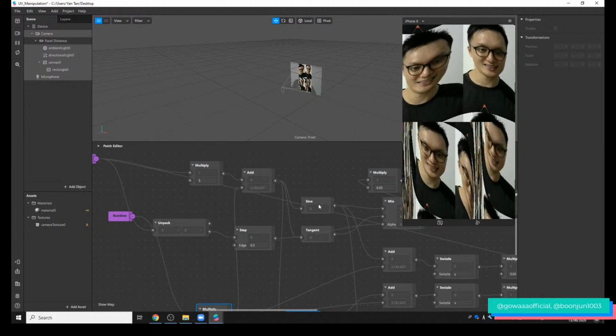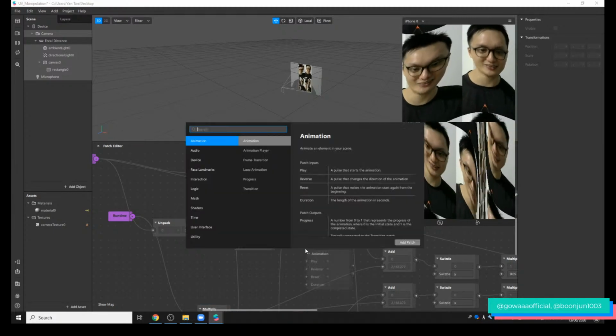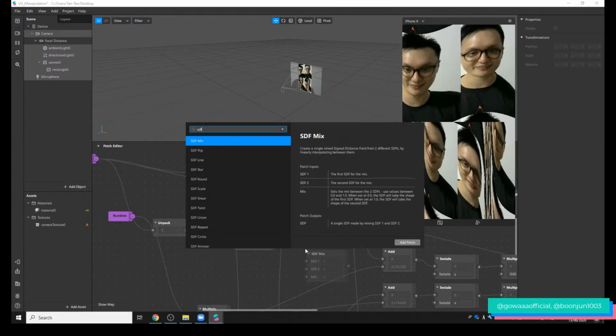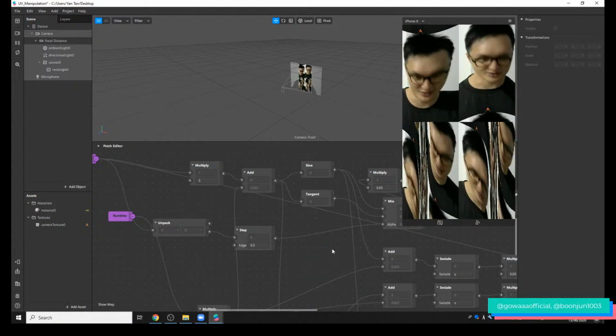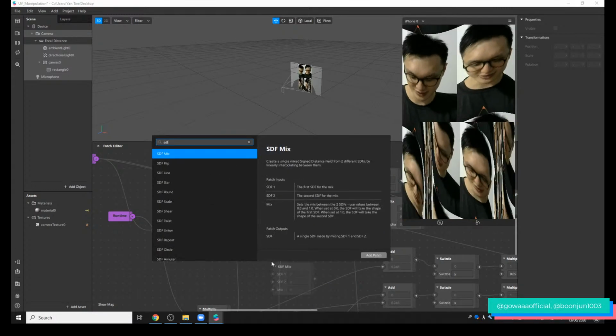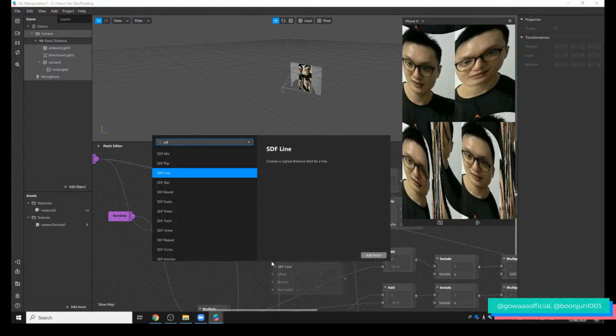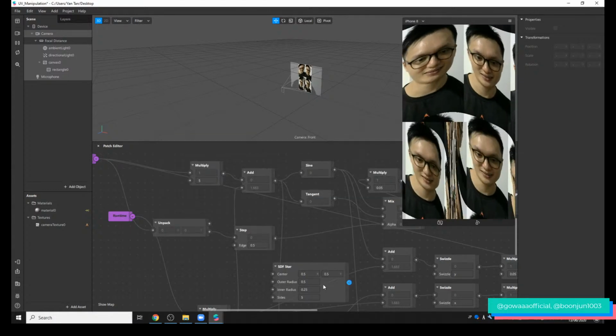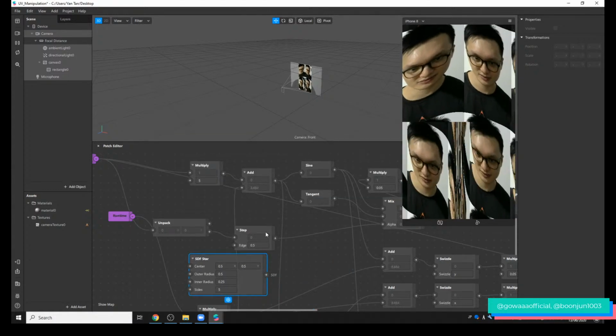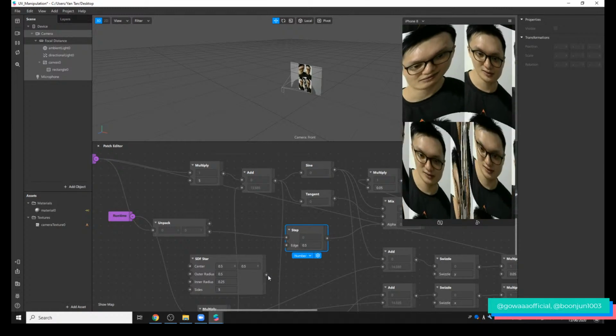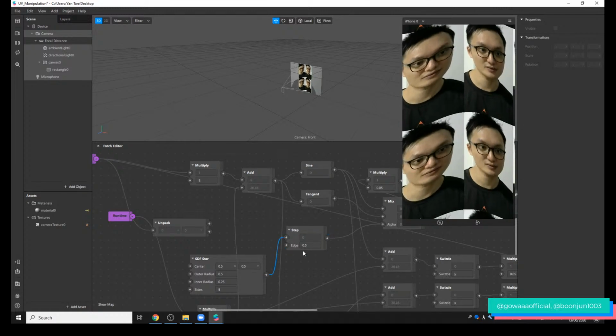And since we are using mix, you can also use SDF to do a mask. Okay, maybe a star. Too big.